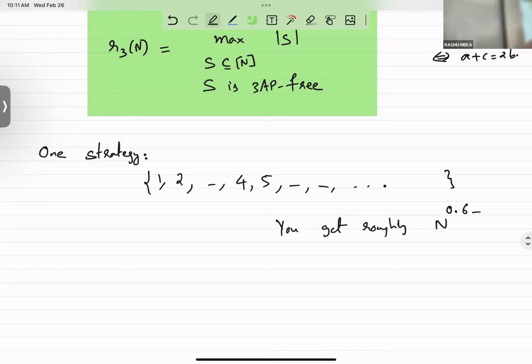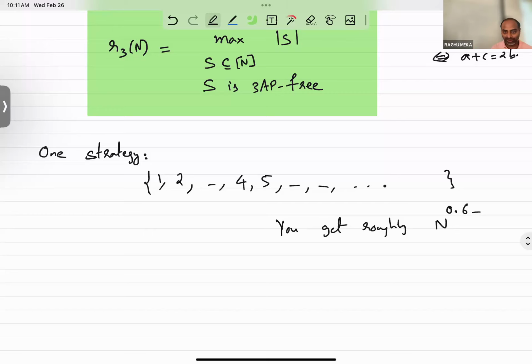There's another way to think about the set, which is, you take all numbers whose base 3 representation only has zeros and ones, or something like that.